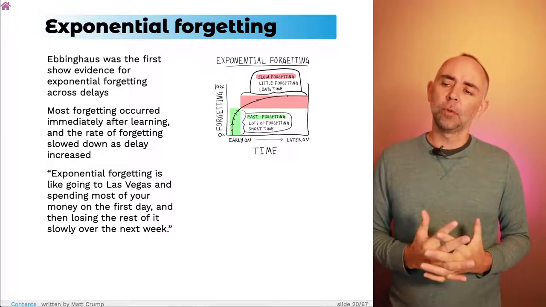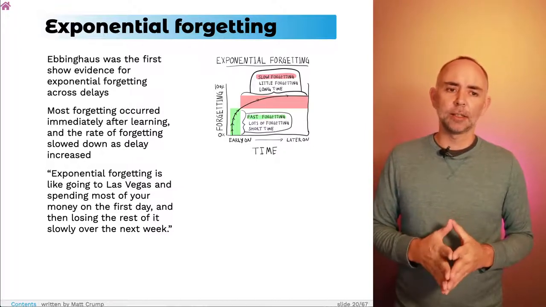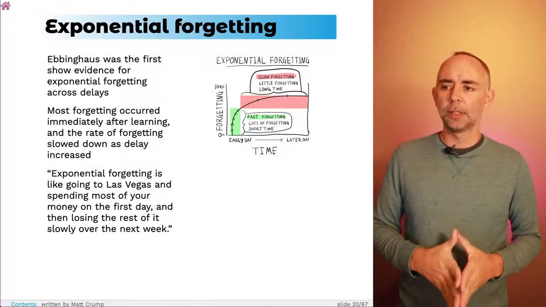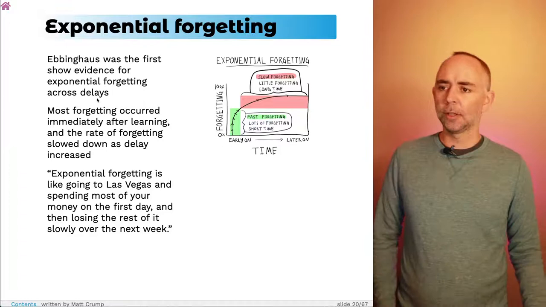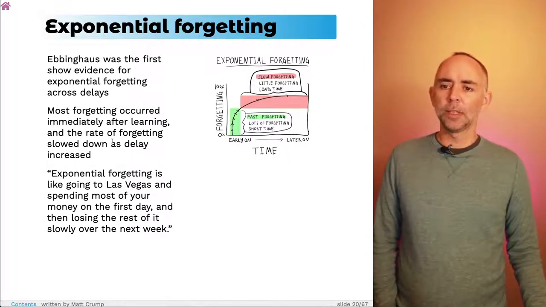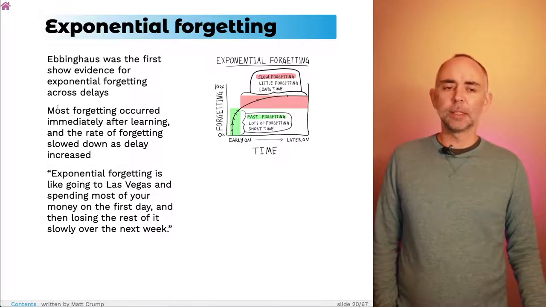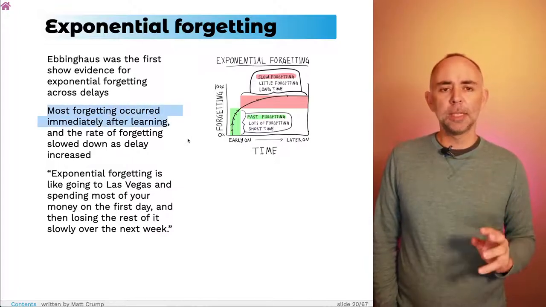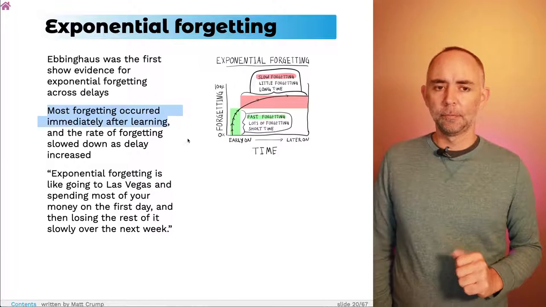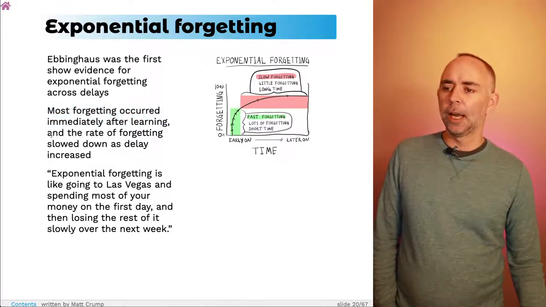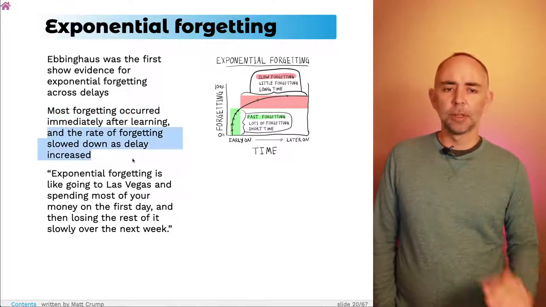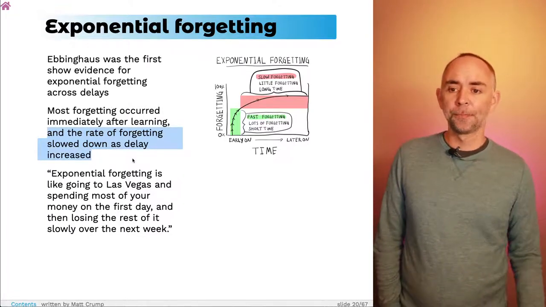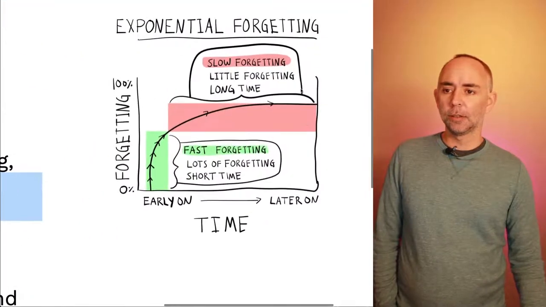And this point was that in his task, he showed evidence of an exponential forgetting function. So he was the first person to show evidence for this. What does this mean? It means that most forgetting occurs immediately after learning. That's the first part. And the rate of forgetting slows down as the delay increases. We have this in a picture right here.